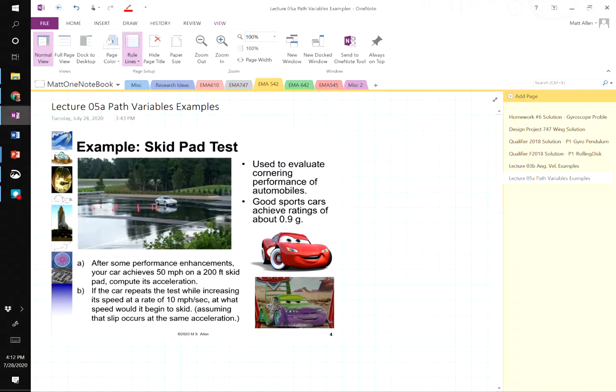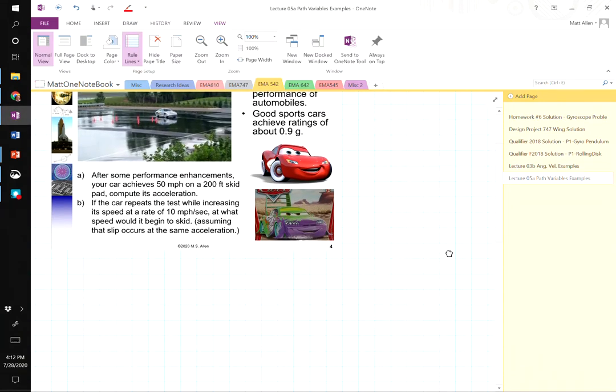So you measure that you've been able to achieve 50 miles an hour on a 200-foot radius skid pad. So what would the G rating of your car be then? What would your skid pad rating be? So we can work this out fairly easily.